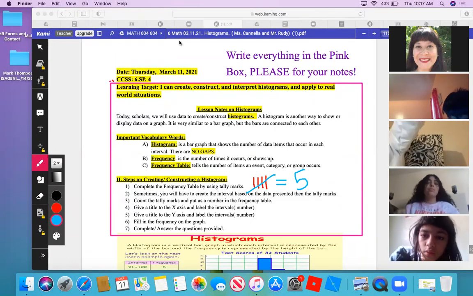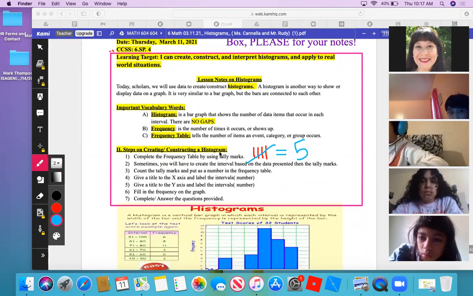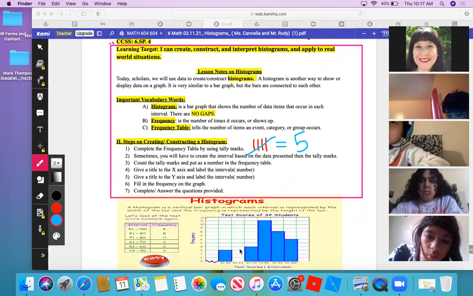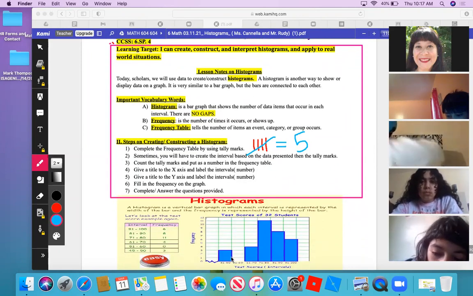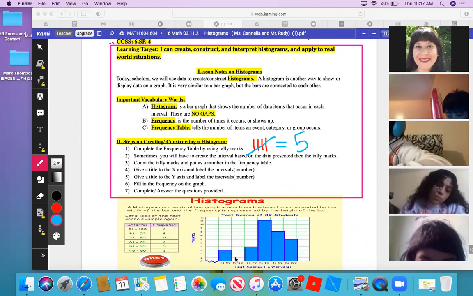Just want to go over something here. I want to go over the fact that histograms are not bar graphs. They're like a bar graph, but as you can see, there are no gaps. The reason why there's a gap at the bottom is because there are no numbers that are in between those numbers. That's why it's blank. There's nothing there.